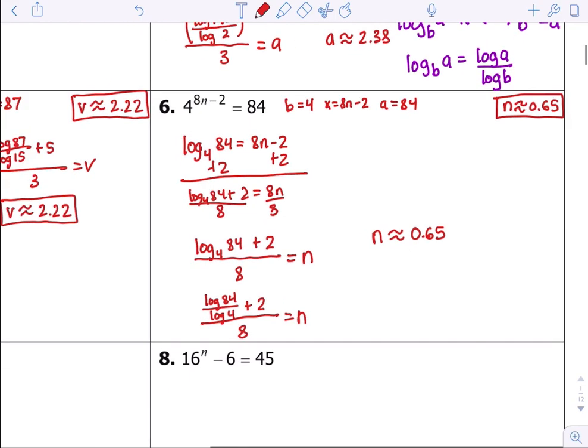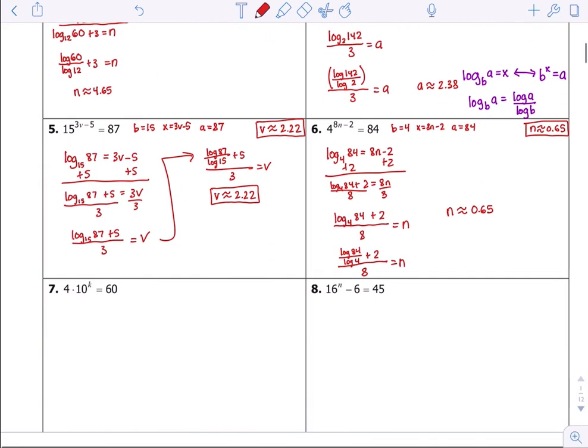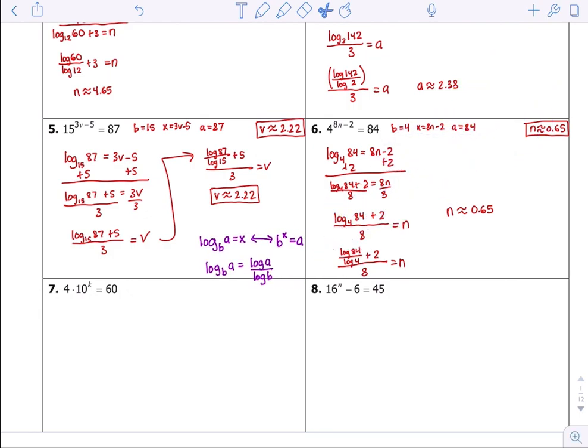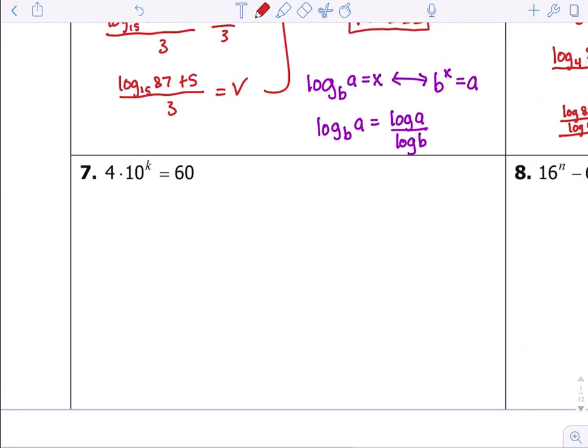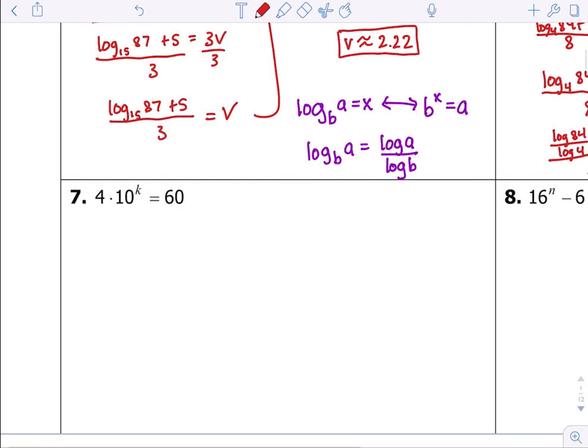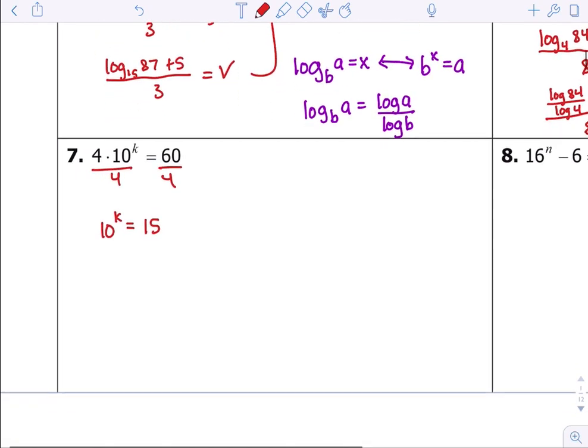Yep. Well, let's drag this along. Okay, so now we have this. Remember, for this one, you have to get it into exponential form. There is no coefficient in front of b, so that means we need to divide both sides by 4 first. 10 to the k is equal to 15, and now we have exponential form, so now we can make it into log form and then solve.